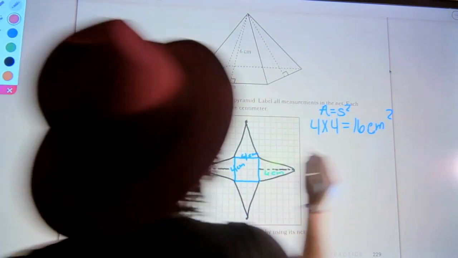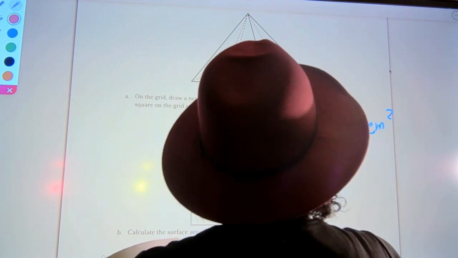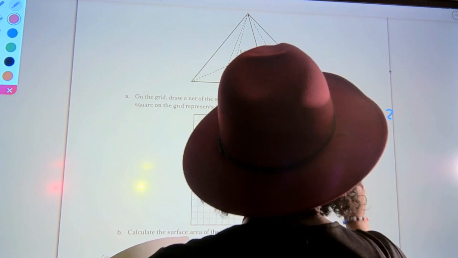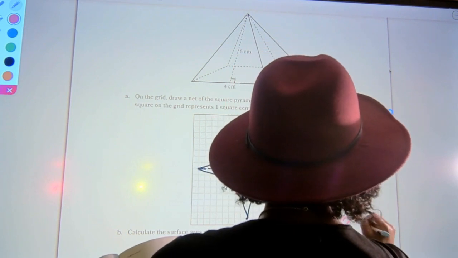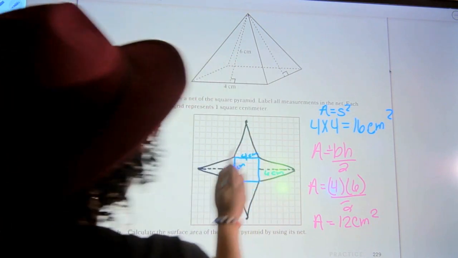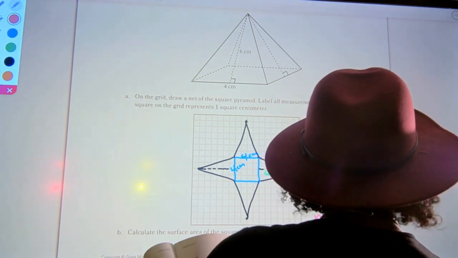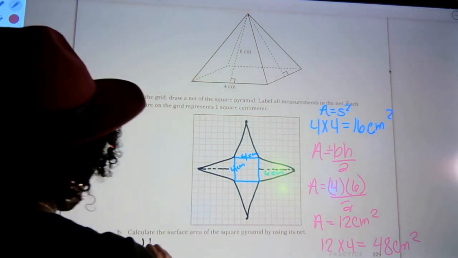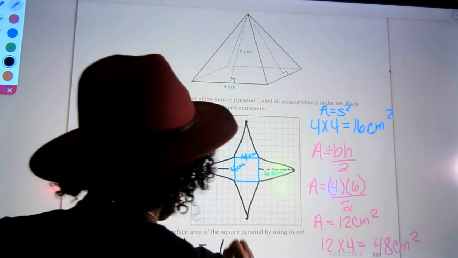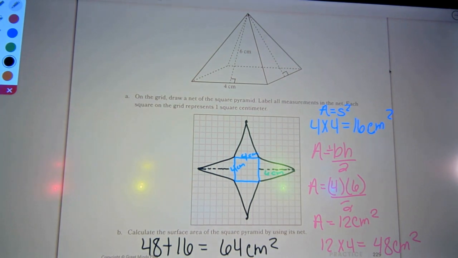The area of a triangle equals base times height divided by 2. So in this case, we have 4 times 6 divided by 2. That gives us an area of 12 centimeters squared. However, there are 1, 2, 3, 4 of those. So we need to do 12 times 4, which gives us 48 centimeters squared. You add those two together, 48 plus 16, and we get 64 centimeters squared. Let's look at our next page.